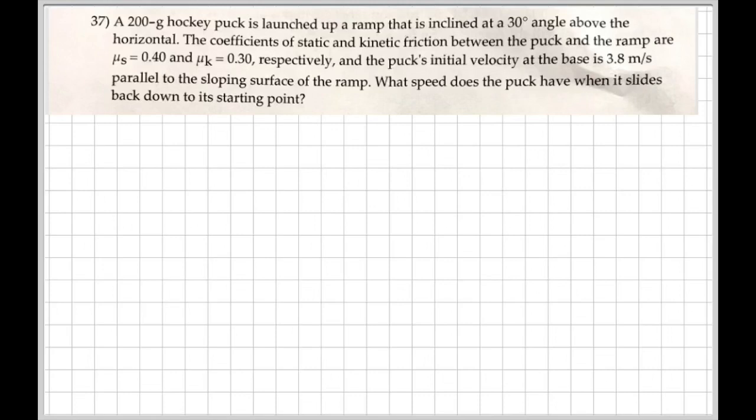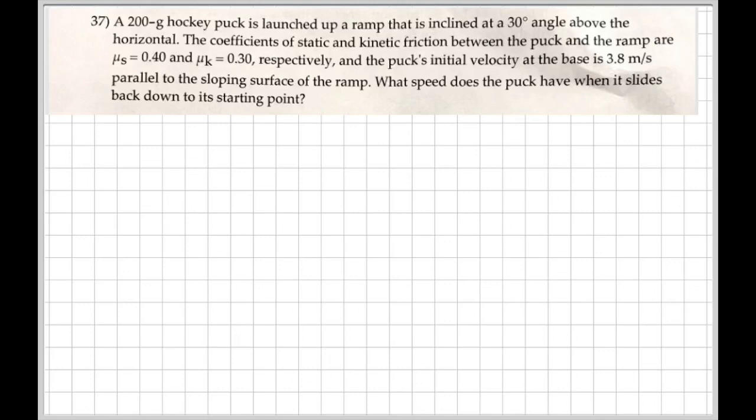We really don't need the static friction because it's moving. We're only going to use kinetic friction. The initial velocity at the base is 3.8 meters per second, parallel to the sloping surface of the ramp. What speed does the puck have when it slides back down to its starting point?